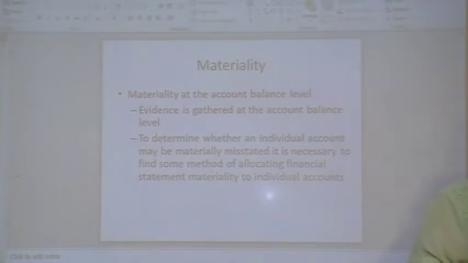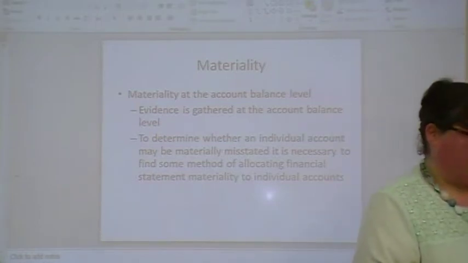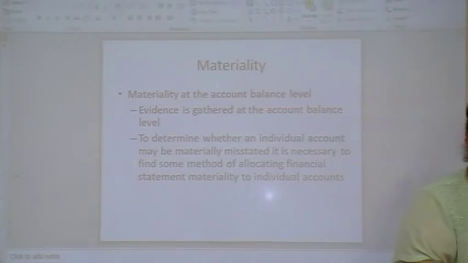So if we go on to the next page: preliminary judgments about materiality are made at the planning stage for the purpose of determining audit effort. The more material an item is, the more evidence that is needed for its verification. So we're at the very start of our audit and doing our planning. We're planning how we're going to do our audit, how many people are going to be in the audit, and you set a materiality percentage.